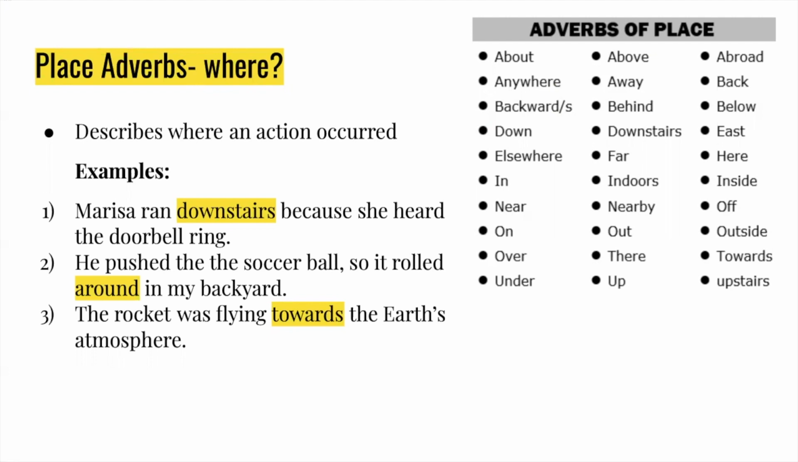Our last example for place adverbs is: the rocket was flying towards the Earth's atmosphere. Here, the place adverb would be towards because it's talking about where the rocket is flying.